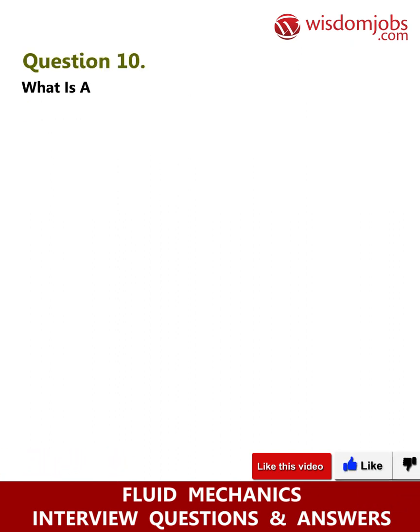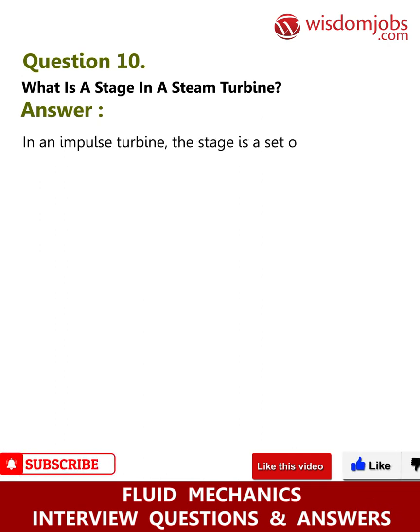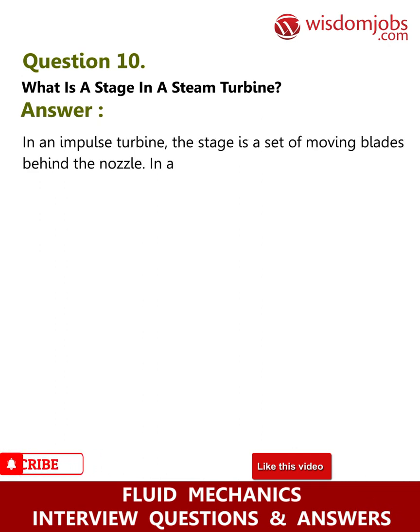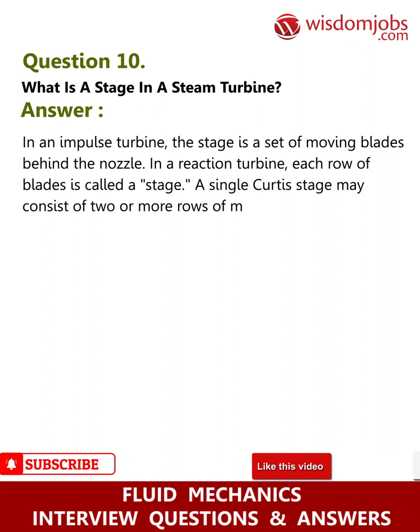Question 10. What is a stage in a steam turbine? Answer. In an impulse turbine, the stage is a set of moving blades behind the nozzle. In a reaction turbine, each row of blades is called a stage. A single Curtis stage may consist of 2 or more rows of moving blades.